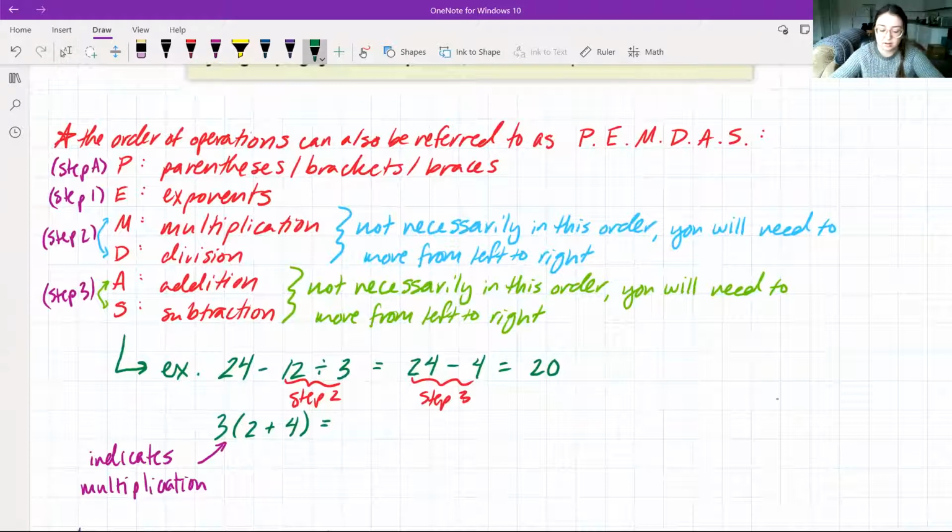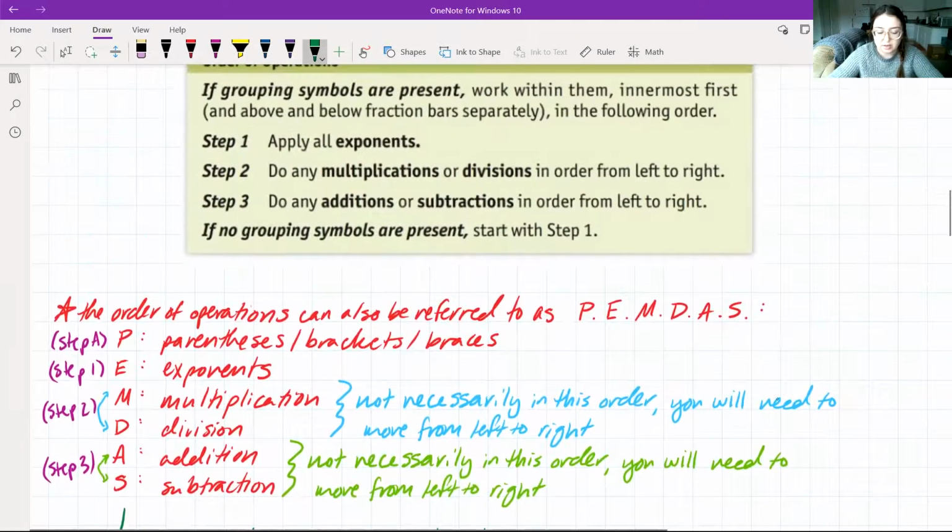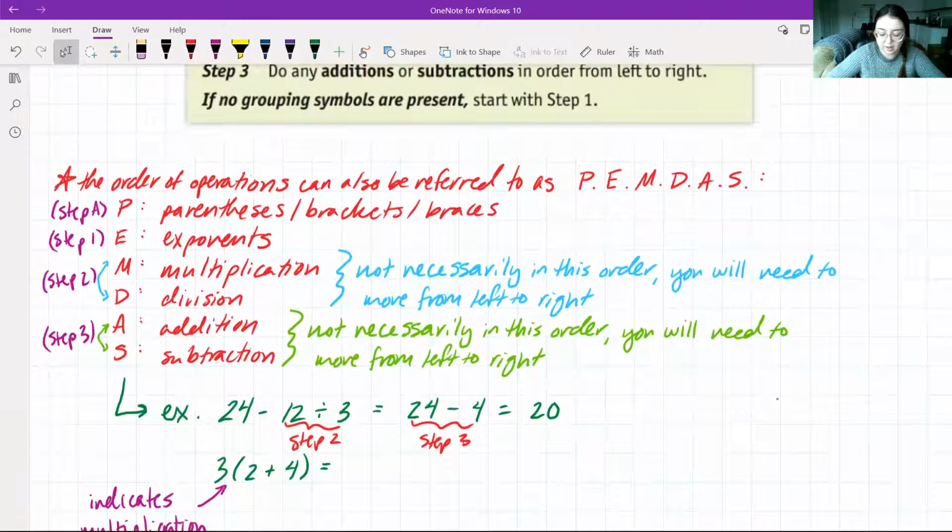All right. Then our first step here in our order of operations is working with our grouping symbols. So we say if grouping symbols are present, work within them innermost first and above and below fraction bar separately in the following order. So because we have a grouping symbol, we're going to follow step 1, 2, and 3 until we have solved whatever is inside of our parentheses. And then we will go again, step 1, 2, 3, in order to solve for our expression. All right, so we have 3 times (2 plus 4). With our grouping symbols, we want to solve first.